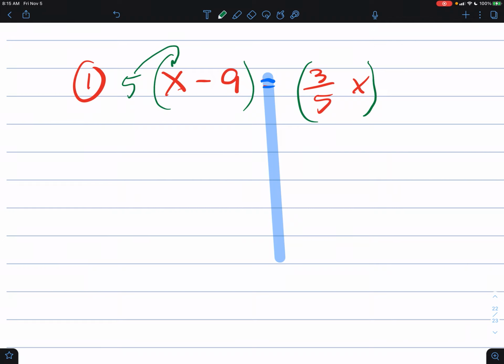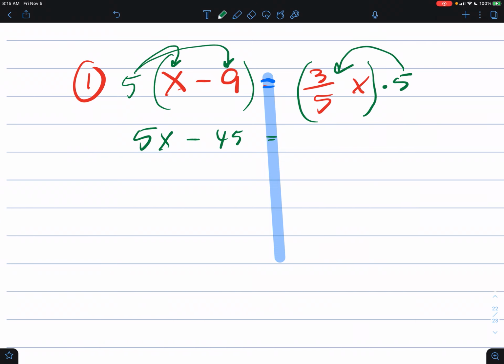So we can go like this, 5x, and then minus 45. So this is the distributive property. You have to multiply everything in the problem if we want to do this. And then times 5 on this side.